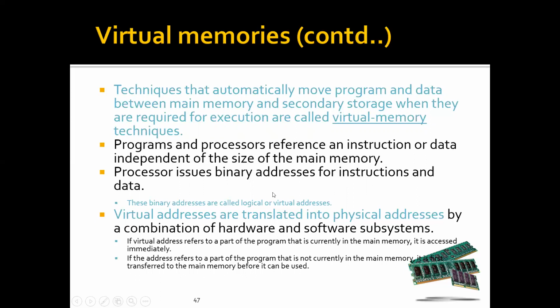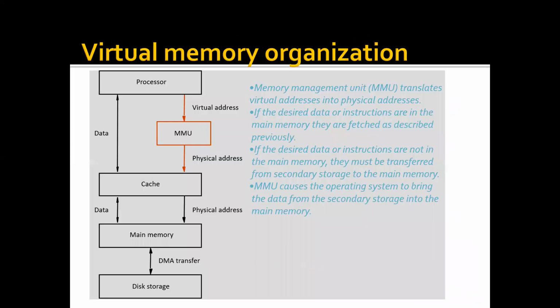The address generated by the processor is called a logical address or virtual address. The actual address in the main memory is called the physical address. As the data is actually found in the memory, this virtual address or logical address needs to be transferred to the physical address. Who converts this? There is a unit called the memory management unit, which is responsible for converting this logical or virtual address to a physical address.